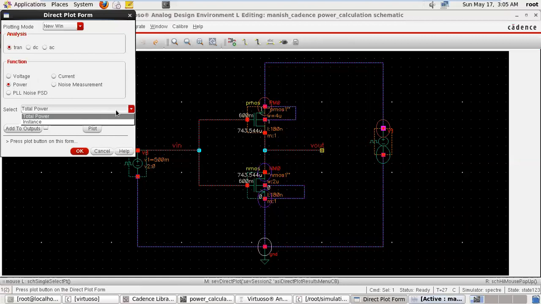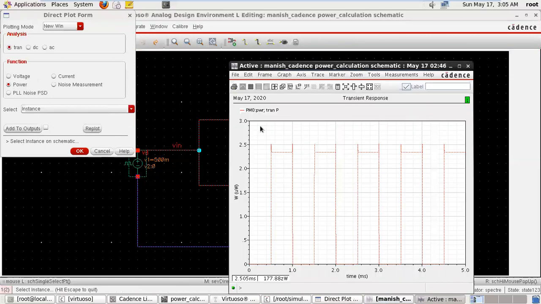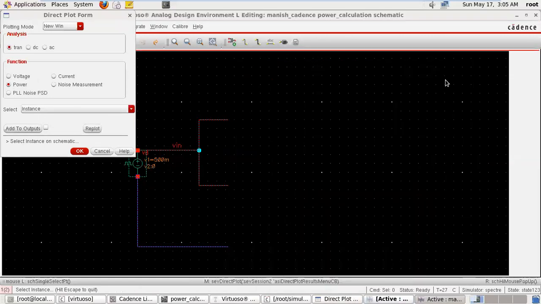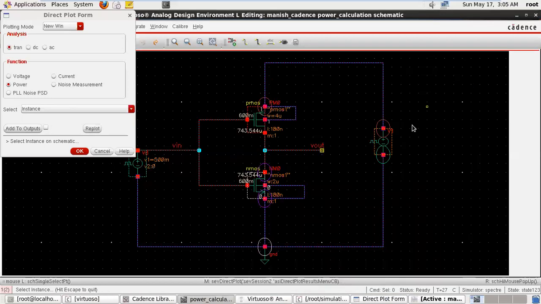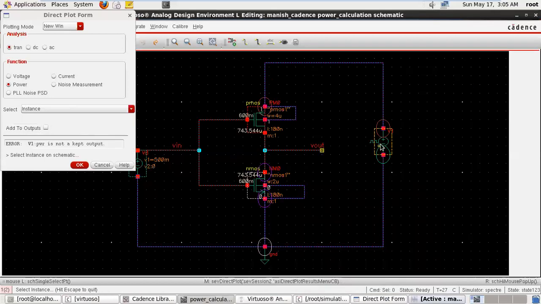Transient power of an instance: if you want to calculate the power of an instance, just click on the instance. So this is representing the power of the PMOS transistor. If we select this transistor, it represents the transient power of this transistor. If we select the power supply, there is an error, because these are instances, so we can calculate the power in the case of instances.